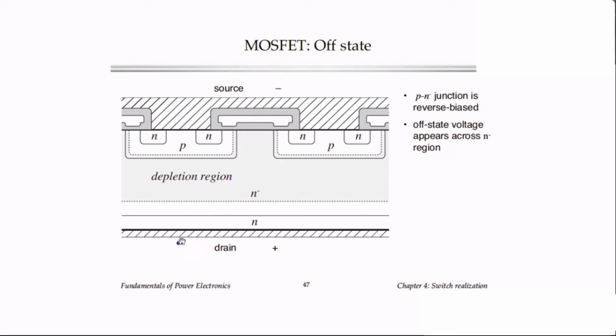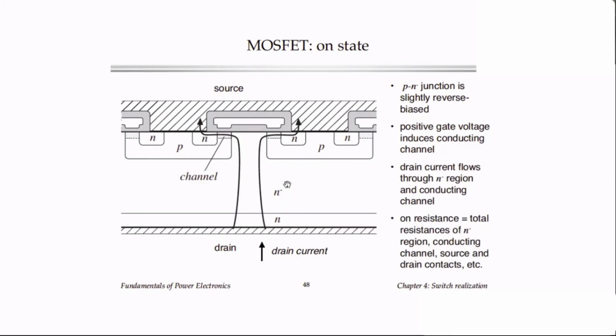And so in the reverse state, we have an electric field really across here that has the voltage drop from the drain to source. To obtain a high voltage breakdown rating, as in any semiconductor device, we require lightly doped, high resistivity material.